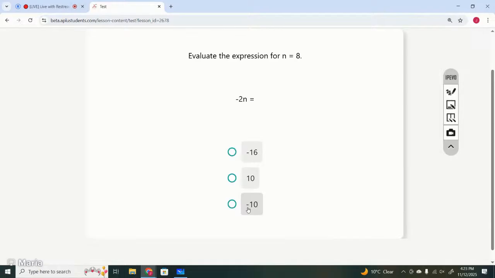Evaluate the expression for n equals 8. So negative 2 times 8 equals negative 16. Option number 1 is the correct option, that is negative 16. Evaluate the expression for w equals 0.